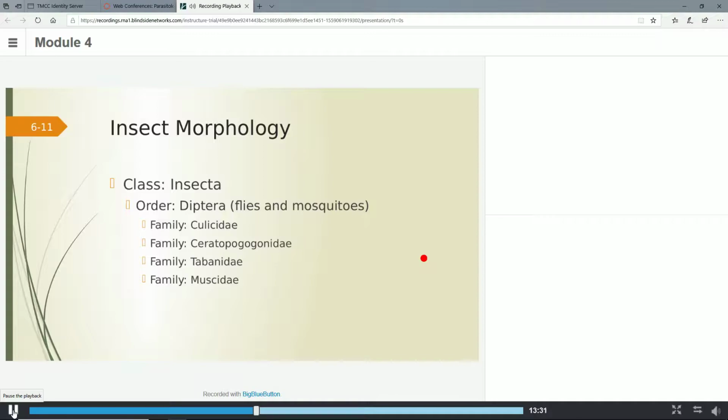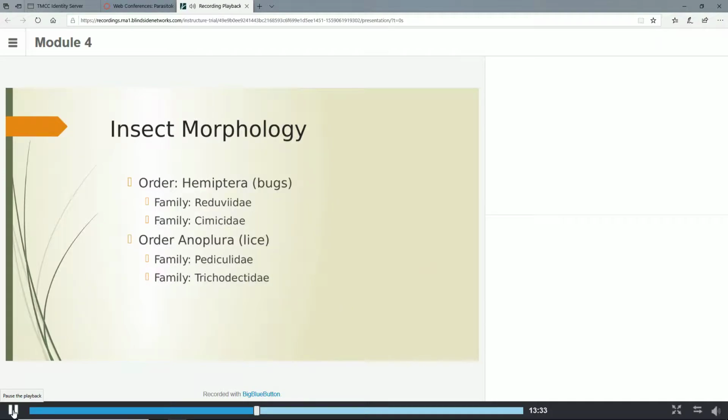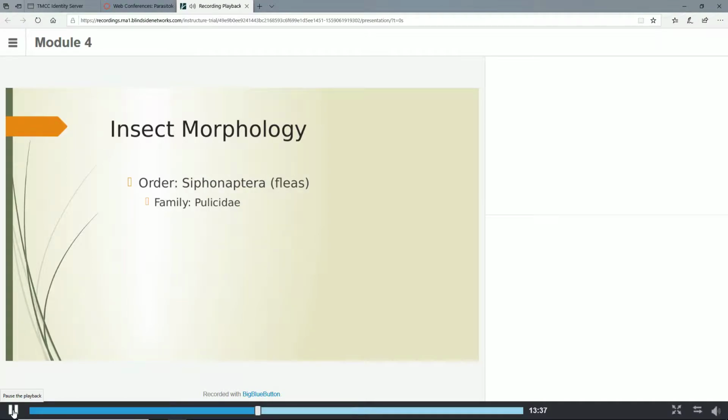I'm not going to go through all the classes. You just need to know that we have flies, mosquitoes, bugs, lice, and fleas that can infect humans. And these species, I'm looking through the book here.